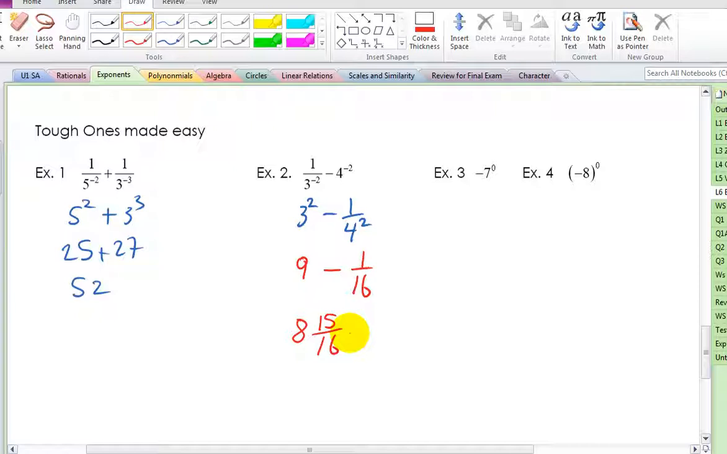Okay. Example 3, go for it. Example 3 and 4. Do your best.